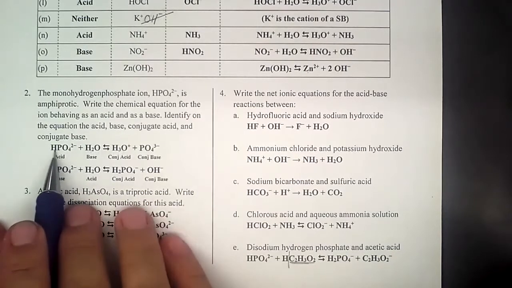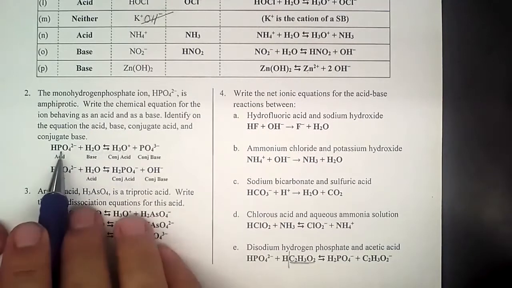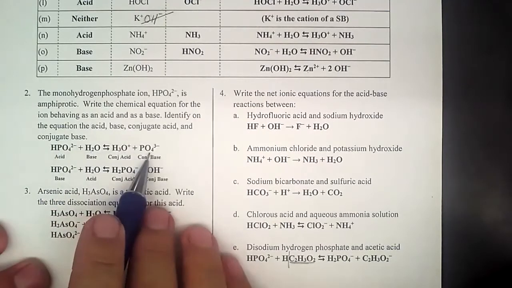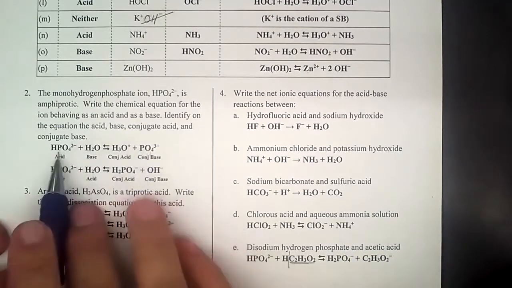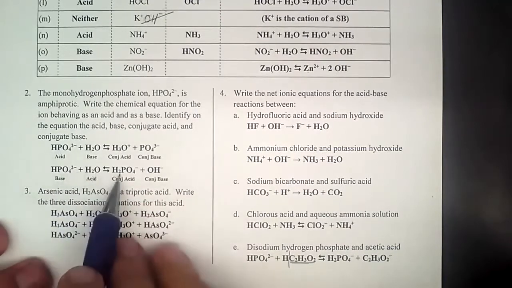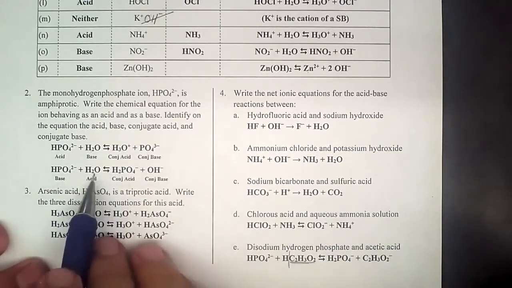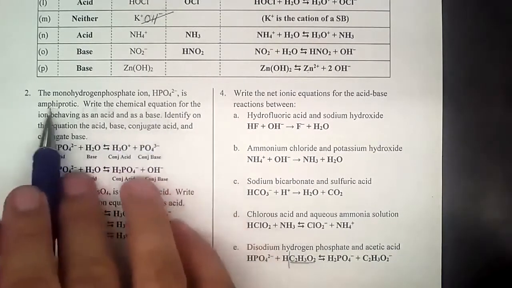This was an acid because it gave away its H plus. There it is. And so it forms this. This is the conjugate base of that, because if it accepts an H plus, it will turn back into that. This is acting as a base because it accepted it, and this is acting as the acid. So this one swings both ways. It's amphiprotic.